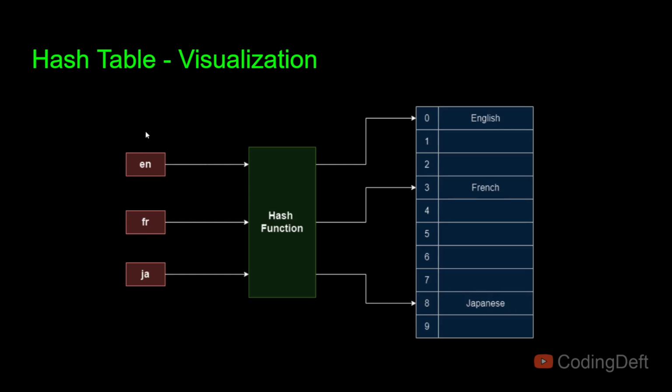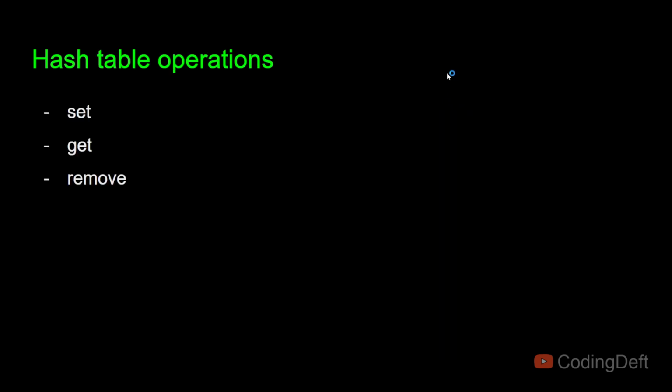So when we want to get a value for a particular locale, we pass this en to the hash function. It will calculate the index, and we go to this table and retrieve the value at that particular index and return it. Before going to the implementation, there are three main operations supported by the hash table: set, get, and remove. Apart from this, obviously we need to implement the hash function, as well as one more method we will implement, that is displaying the hash table.